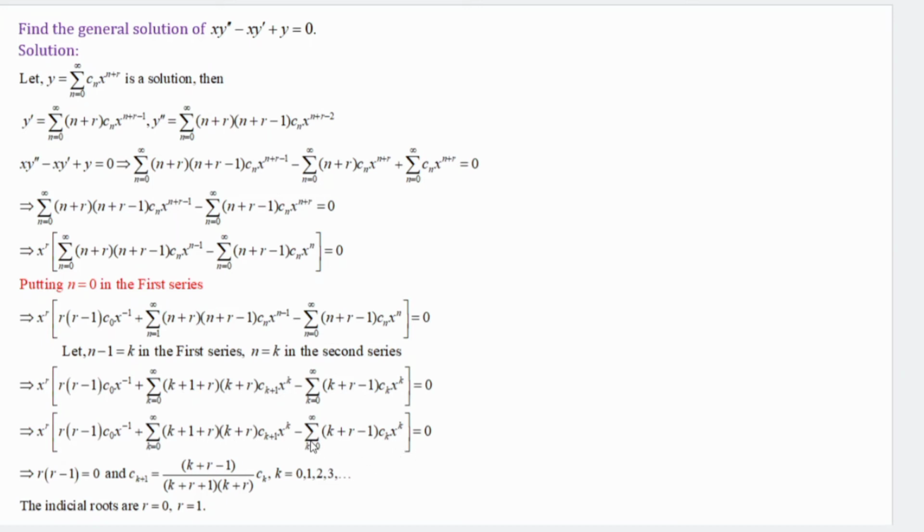That means this one comes to the right side. So we can say that ck plus 1 equals k plus r minus 1 divided by k plus 1 plus r, k plus r. So this is our general recurrence relation, and these are our roots, r equal to 0, r equal to 1. Now we will find a series solution for r equal to 0, r equal to 1. So we have to find a new recurrence relation for r equal to 0 and r equal to 1.